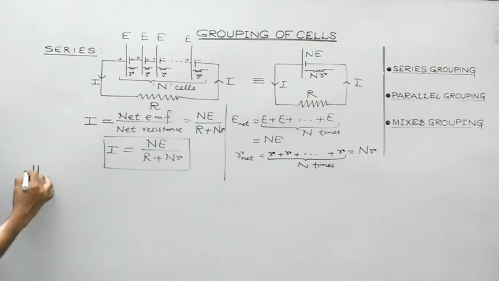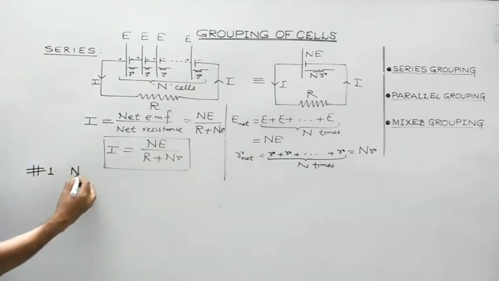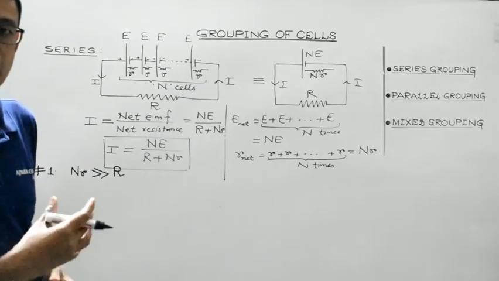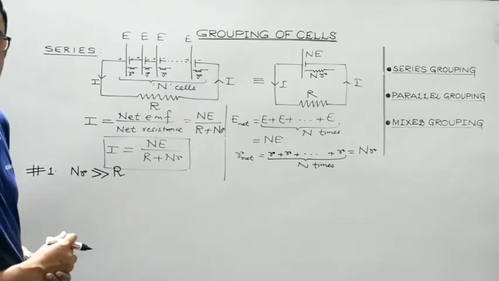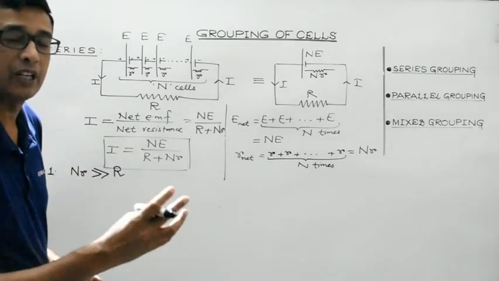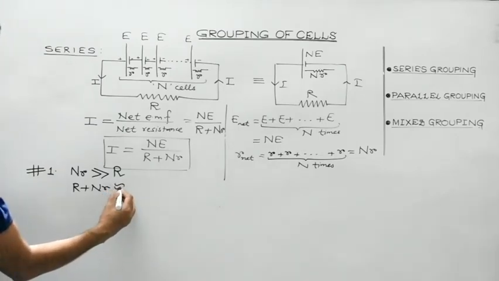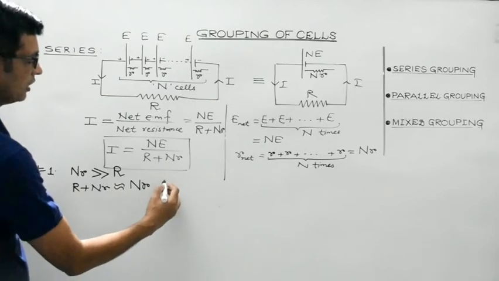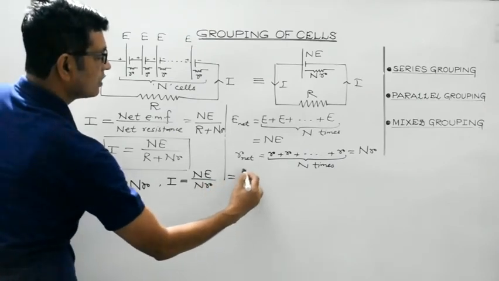Now let's consider case 1: when the net internal resistance is very large as compared to the external resistance. I mean, we are dealing with the case whereby the net internal resistance is very, very large as compared to the external resistance, or the external resistance is negligible as compared to the net internal resistance. In such a case, what we can do is R plus nr. Since R is very, very small, R plus the net internal resistance will give us approximately the net internal resistance. Right, students? So substituting this value, the current in this case would be equal to nE divided by nr, which will give us E by r.